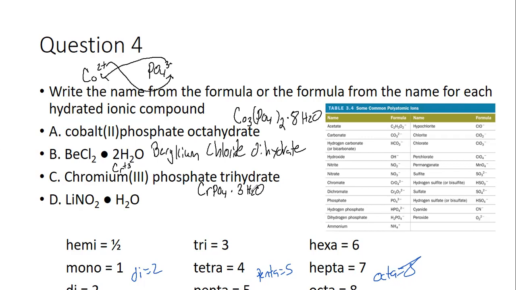And then D, our metal is lithium. Lithium is in column one, so no Roman numerals needed. NO2, nitrite. So this is lithium nitrite monohydrate. Some people would just put hydrate, just for the sake of keeping it the same as A, B, and C. I'm going to put monohydrate just so you know there's one water there.